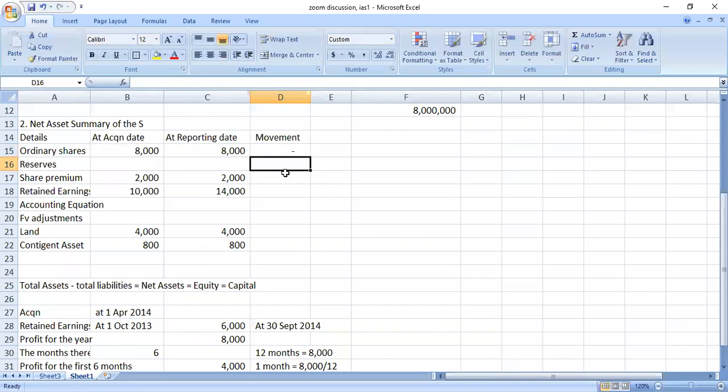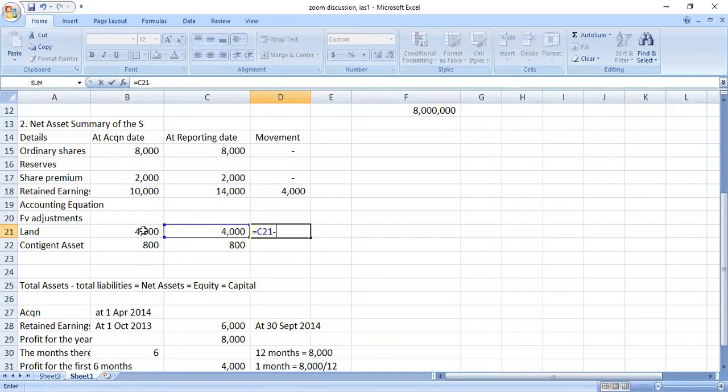So there's no movement in ordinary shares, there's no movement in share capital. There's a movement for retained earnings of only 4,000. What happened after the acquisition date was the balance of 4,000, from the 8. Then here, of course, there's no movement. And then here there's nothing.